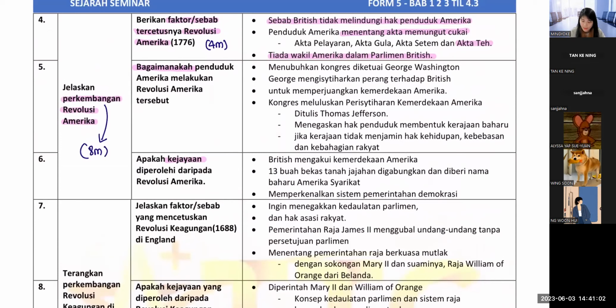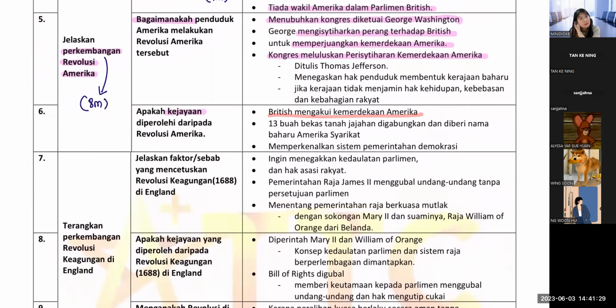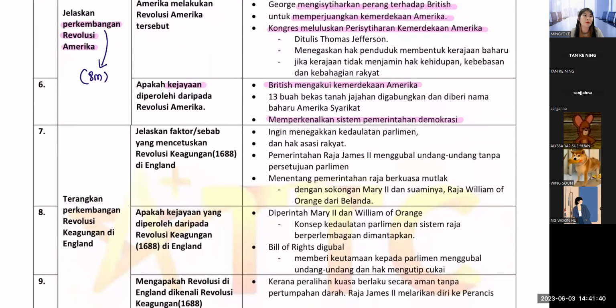Oh, sorry. So bagaimana is you can just go through, like example, menubuhkan Kongres diketuai George Washington, mengisytiharkan perang terhadap British, memperjuangkan kemerdekaan Amerika, and meluluskan pengisytiharan kemerdekaan Amerika. Like this already, how many marks? 8 marks already, low guys. Enough. You know? Then after that, kejayaan is what? This one, kejayaan, you can just go through law. Finally, they successfully got kemerdekaan from British and they introduced system pemerintahan democracy like that.